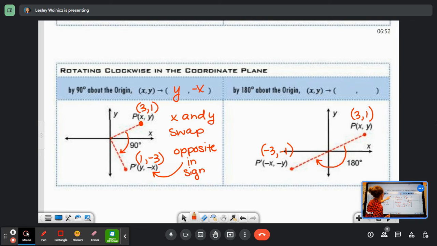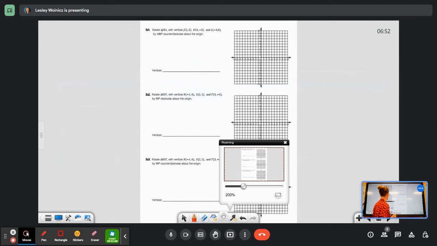So X and Y stay, but they both change signs. That's our rule. Okay, that's not too bad. You can handle that. Let's look at some examples.